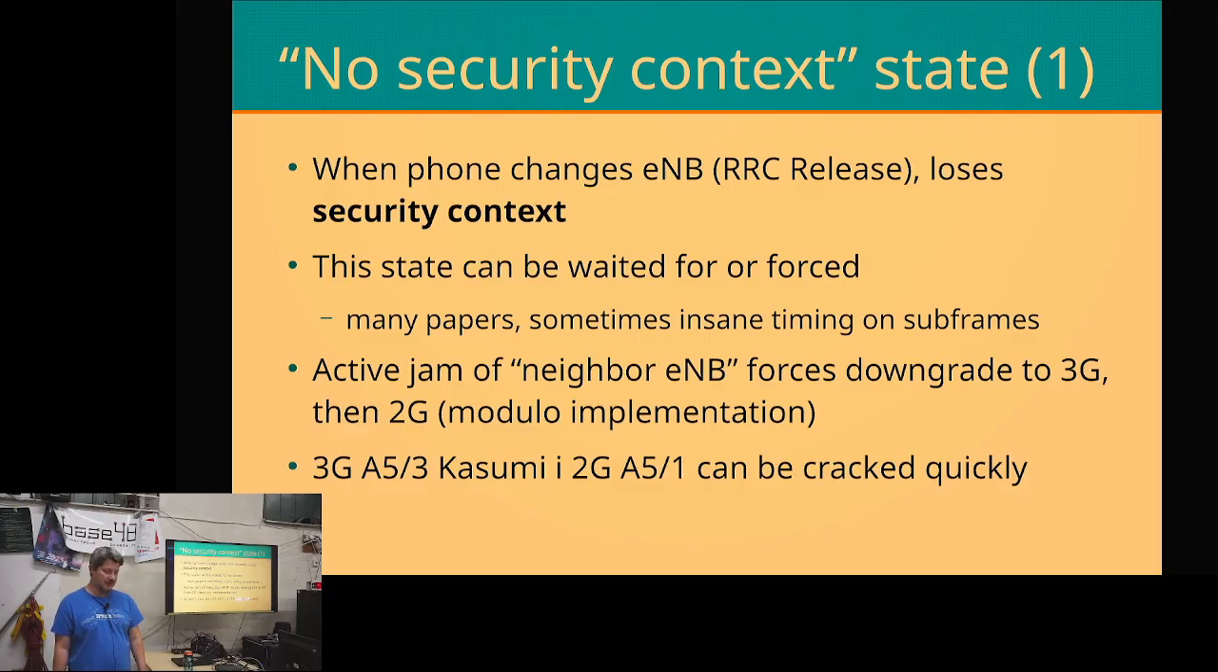It can be forced. There are so many papers on how you can attack it on subframes. It's really insane. You can also jam all the neighboring base stations, which forces a downgrade to 3G. By the way, 3G doesn't exist in the Czech Republic, but it doesn't mean your phone can't have 3G. So if you downgrade to 3G, you can break Kasumi, which is also known as the A5/3 cipher, or downgrade to 2G, and A5/1 is cracked quickly.